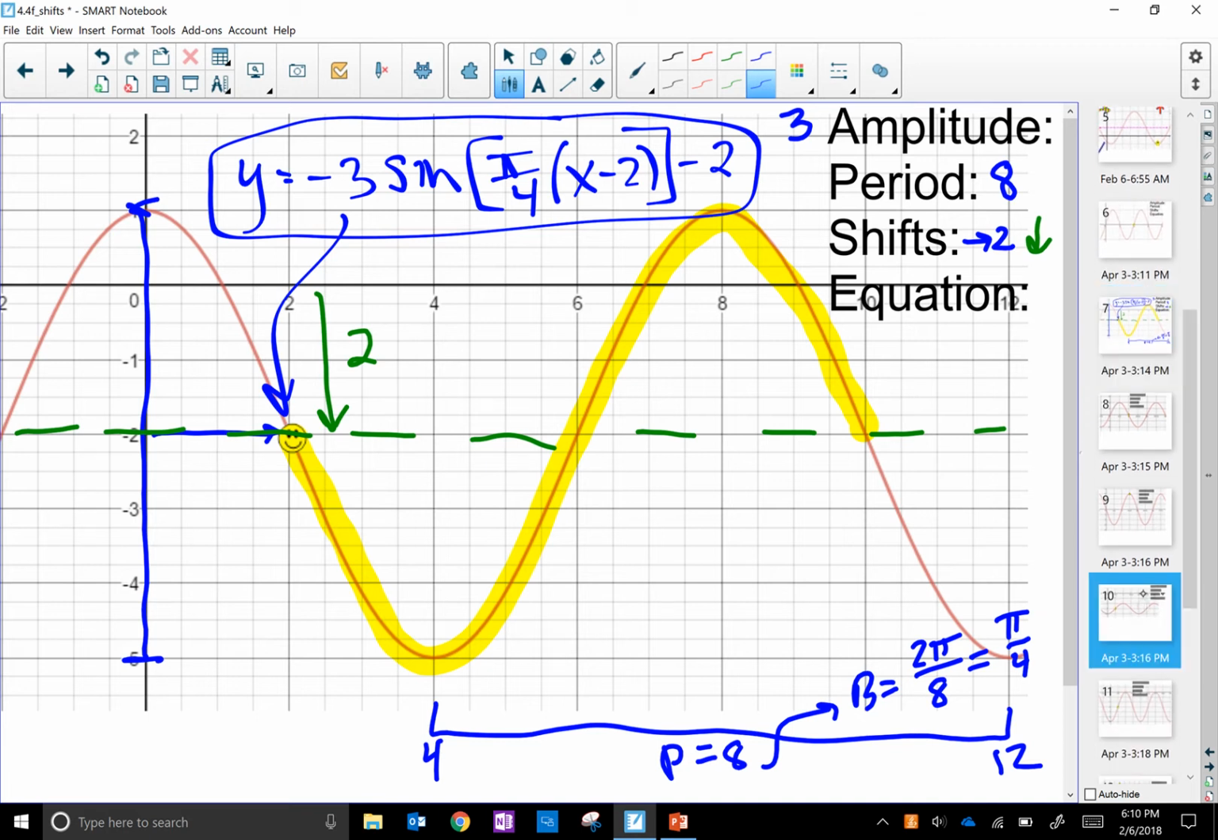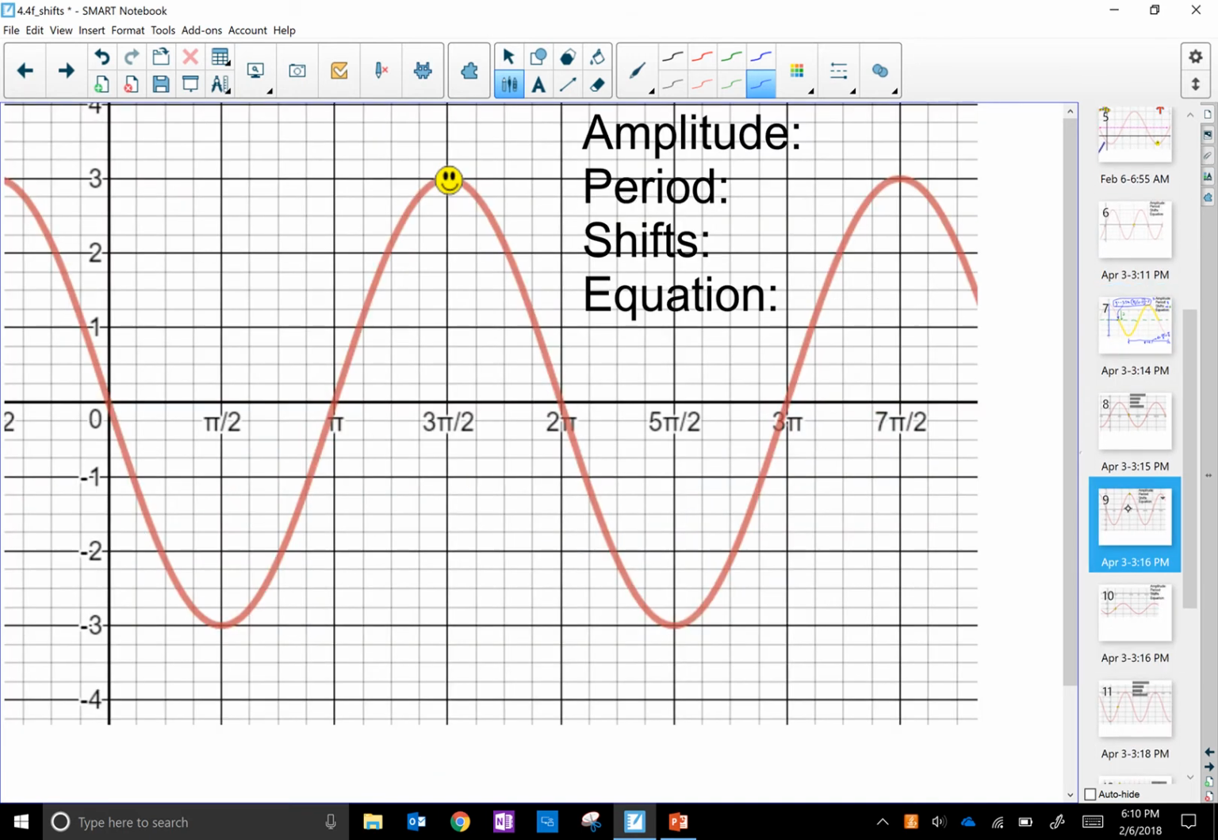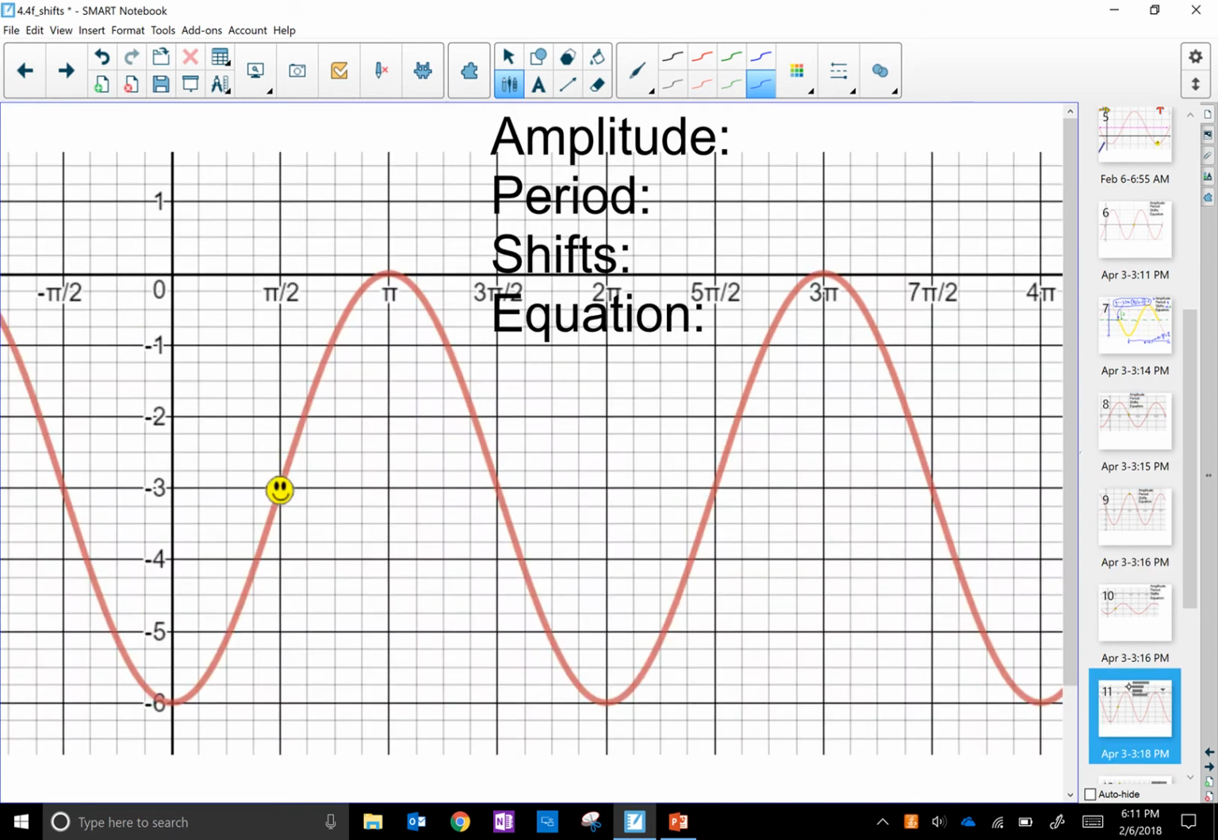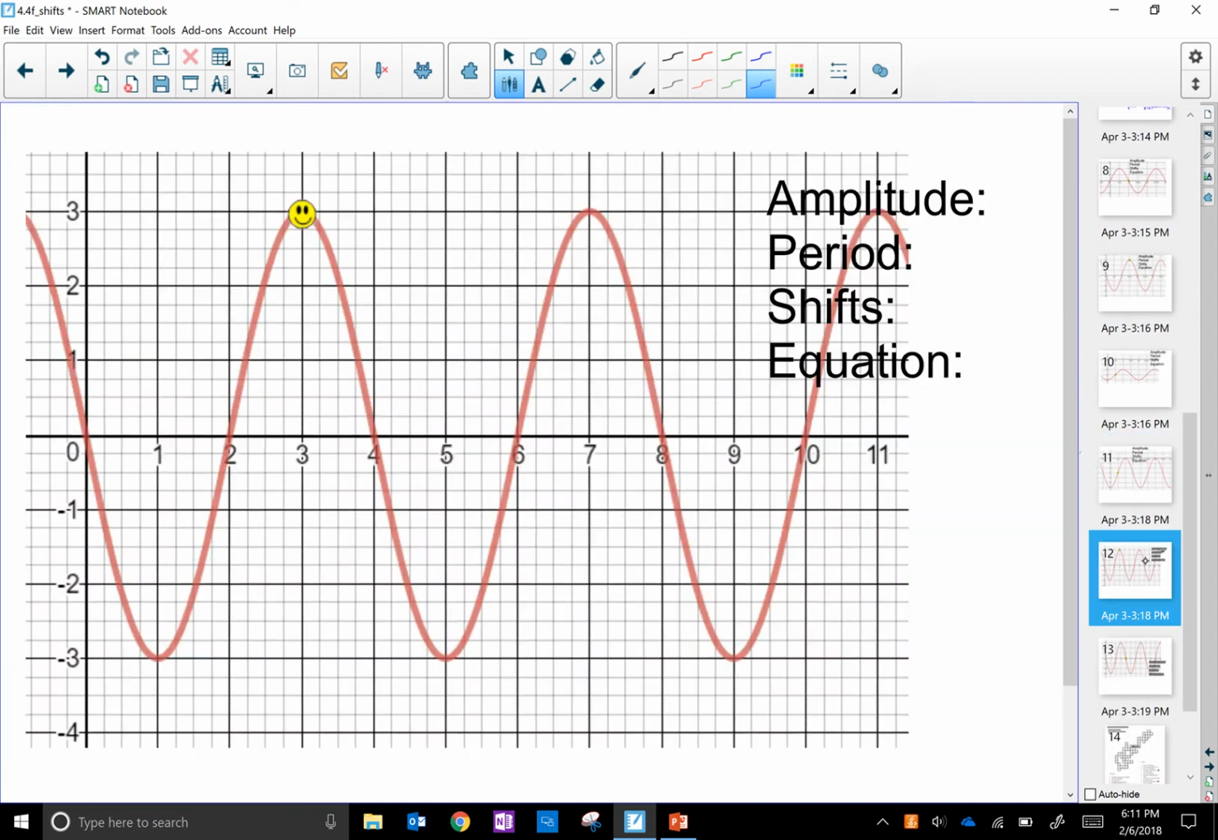Let's go down. Let's see if I can find a cosine graph. Okay, here's a cosine graph. All right.